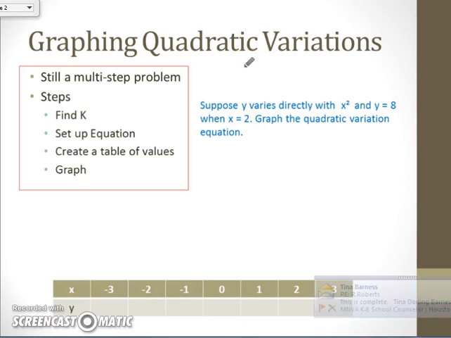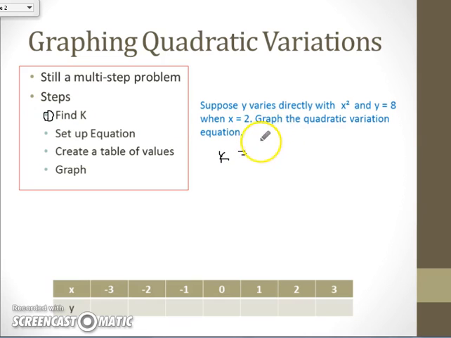We can also graph quadratic variations. Again, their graphs are curves. So to graph this one, y varies directly with x squared, and y equals 8 when x equals 2. So it's similar to the problems we just did. We have to first find k. So step 1, find k.